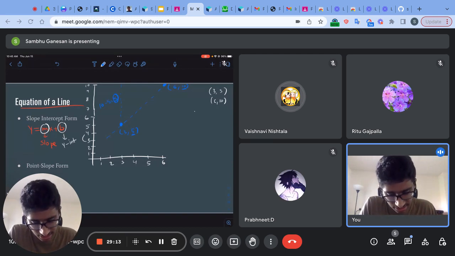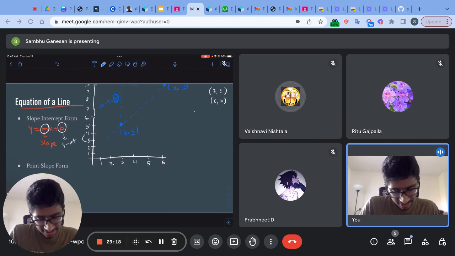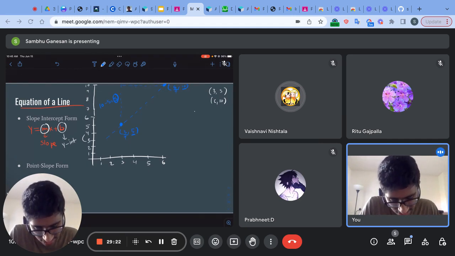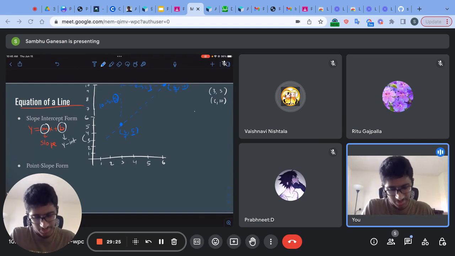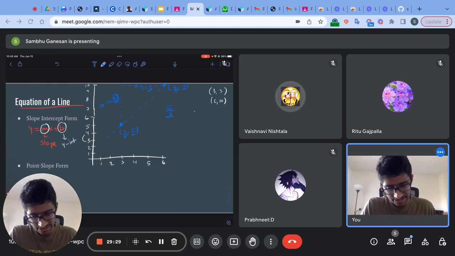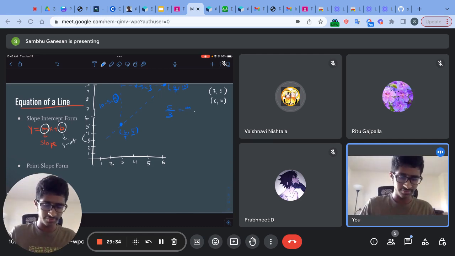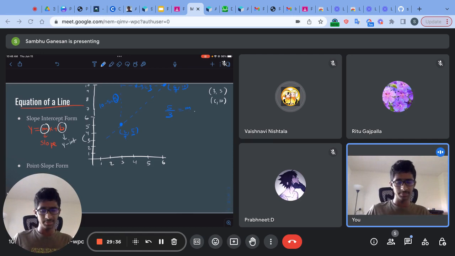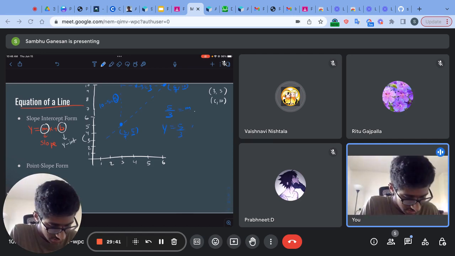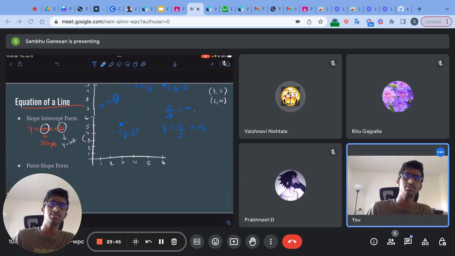Then the run is nothing but the difference in the x coordinates. Here the x coordinate is 6, and here the x coordinate is 3. So 6 minus 3 is 3. So slope is rise over run, or 5 over 3. So that's the m value. And the y-intercept is now what we want to find. Now is where things get a bit tricky. We know that y equals 5 over 3 x plus b. We want to find this b right now. So how do we do that?